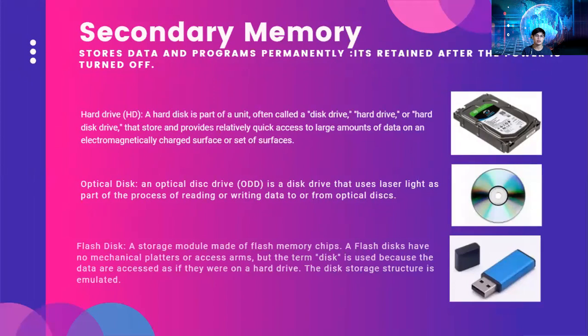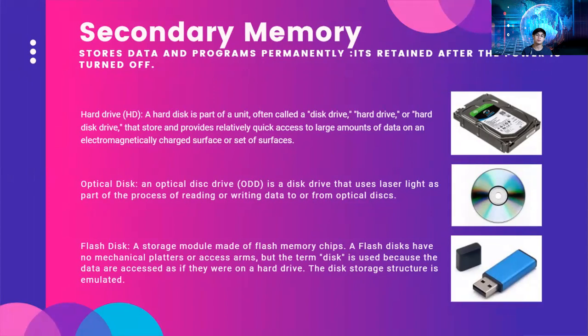Next, the secondary memory. Okay, the secondary memory stores data and programs permanently. Okay, it is retained after the power is turned off. So before, even if it's turned off, the data will still remain. So first is the hard drive. Okay, so what is this hard drive or HD?